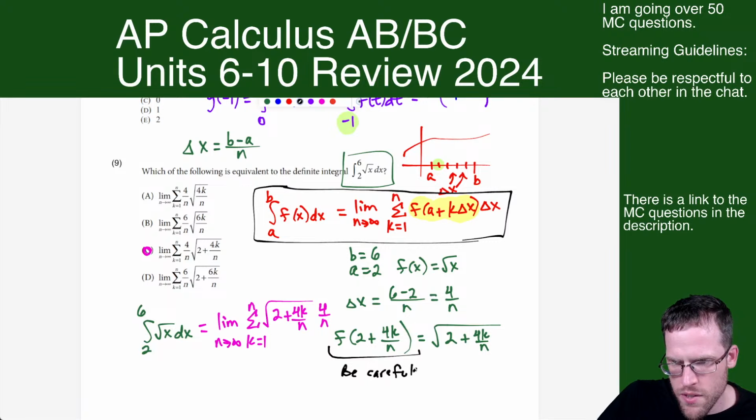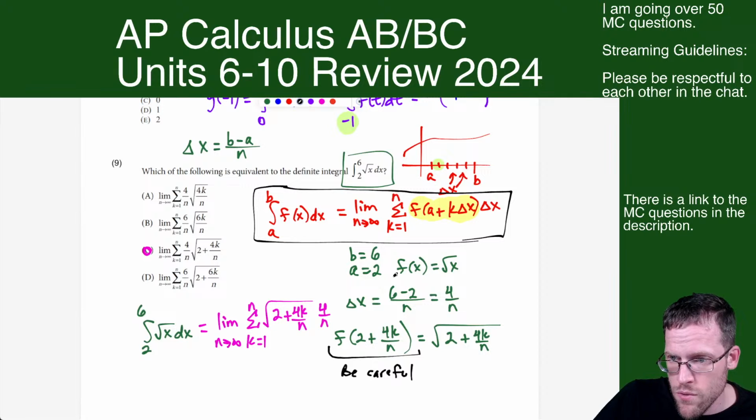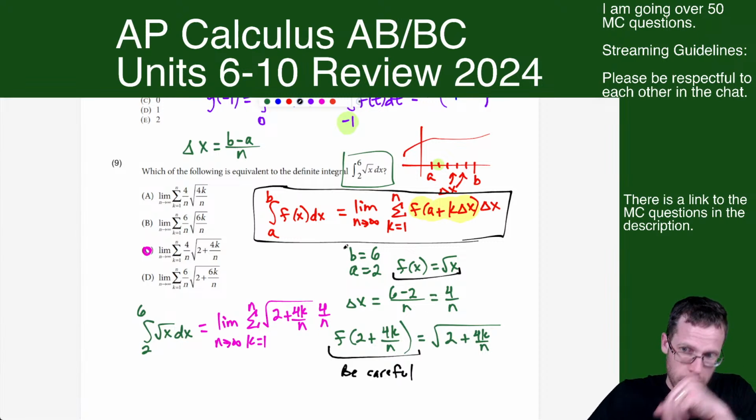So this, you see how it's like f of a plus k delta x. A is 2, delta x is 4 over n. So when I multiply by k, I get this. And then it's just plugging it into this function. I replace x with that mess. Okay, and then I just plug into the limit thing.